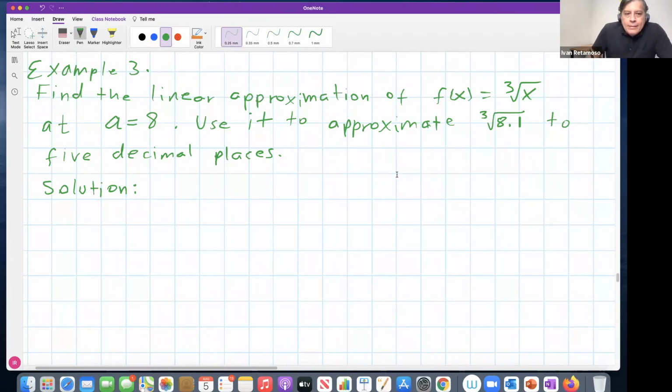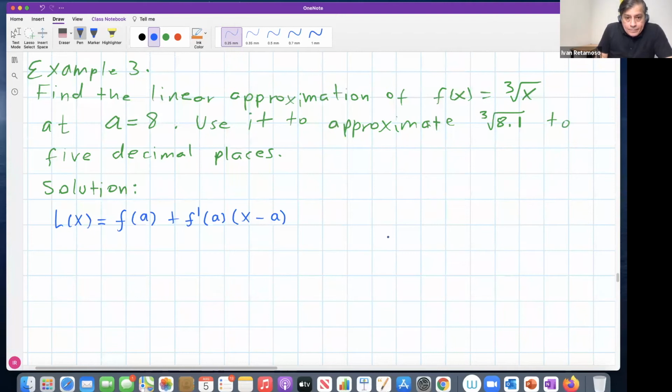Okay, so solution. We have to start by figuring out what is the linearization of the cube root function, right? Once we have the linearization, we will use it to do the evaluation at this input value 8.1. All right, so the linearization, remember guys, has a formula. What formula, professor? It is this formula: f of a plus the contribution of the derivative, the derivative evaluated at a times x minus a.